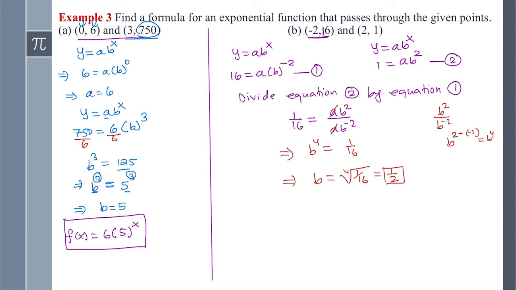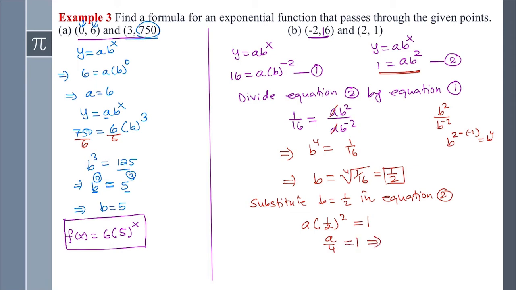Now to find a, I'm just going to use this equation, which looks a little bit easier. So substitute b equals 1/2 in equation 2. If we do that, we have a times 1/2 squared equals 1. Or this is a over 4, or a times 1/4, which is the same thing, equals 1. And if we multiply by 4 on both sides, we get a equals 4.